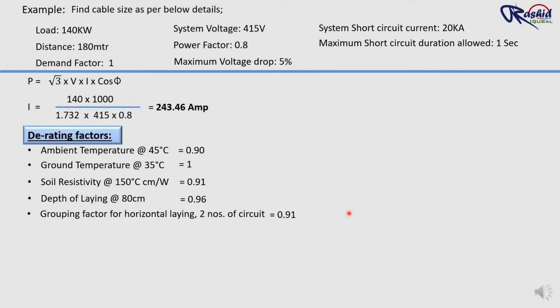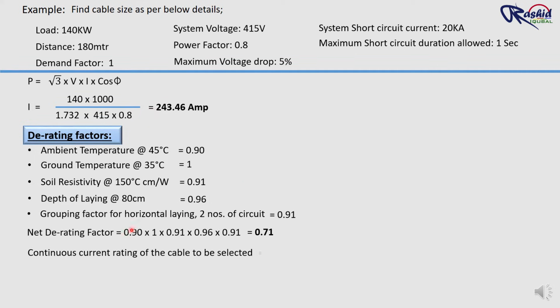After getting all these values, we can calculate our net derating factor. By multiplying all these values, we can easily find the net derating factor, and the total net derating factor is 0.71. Once we receive this net derating factor, we divide the current value by it: 243.46 divided by 0.71 is 342.9 ampere.